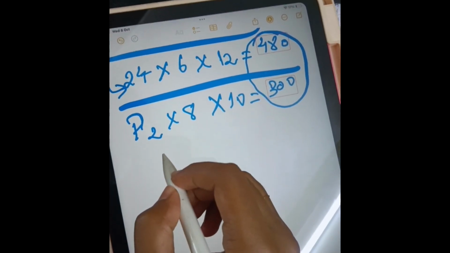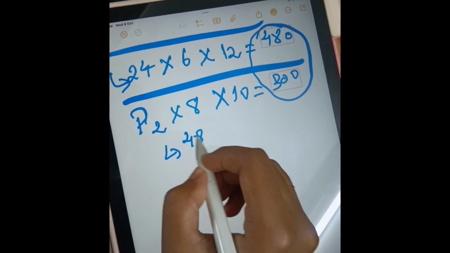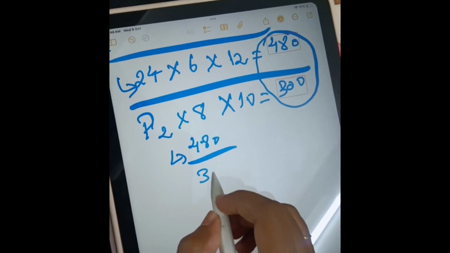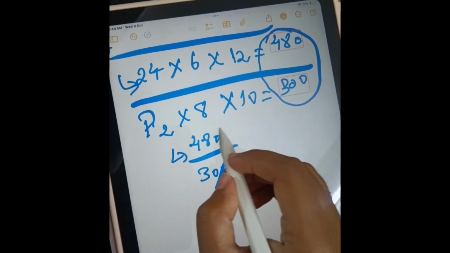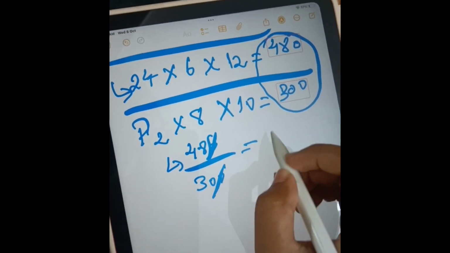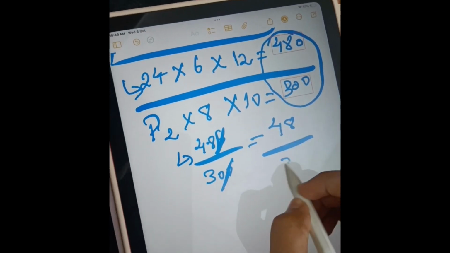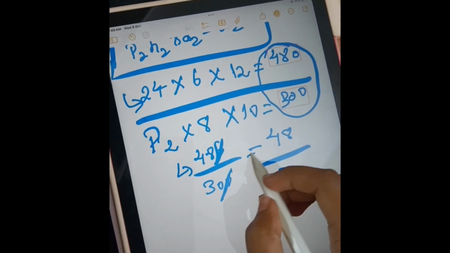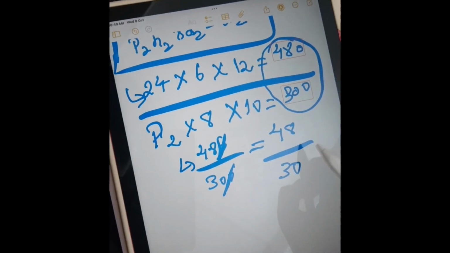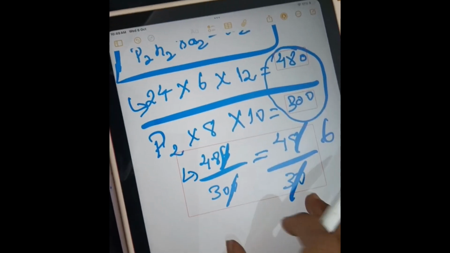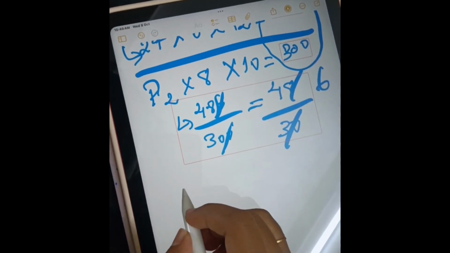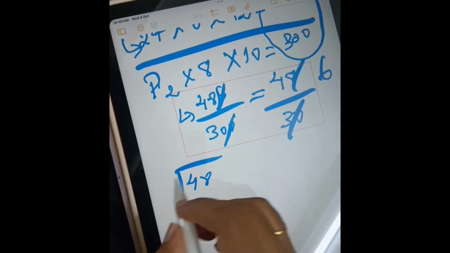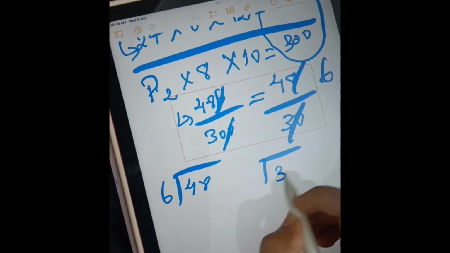Okay, so how to simplify this? First you have to write it separately, 480 by 300. Now what you can do, you can cancel the zeros, right? So remaining 48 by 30. So both numbers will be common in which table? 6 table, right? So you have to divide both by 6. So 48 by 6 and 30 by 6.